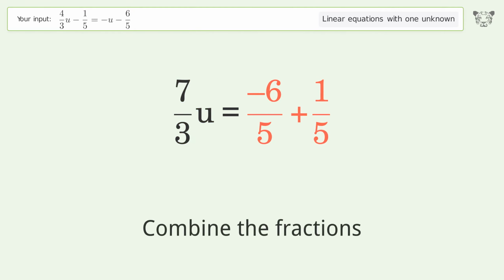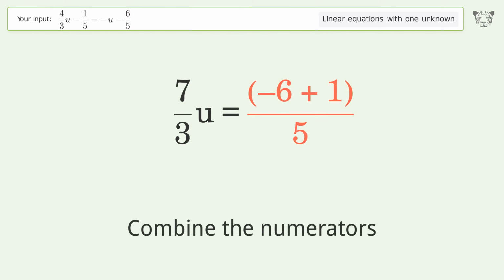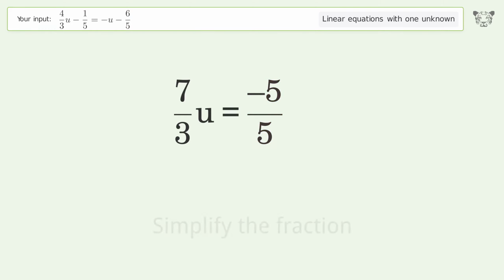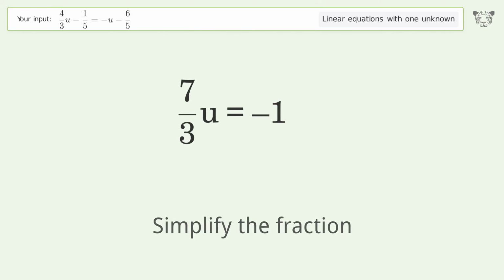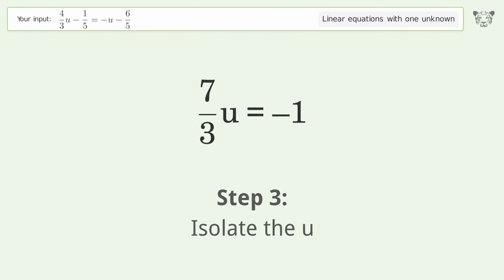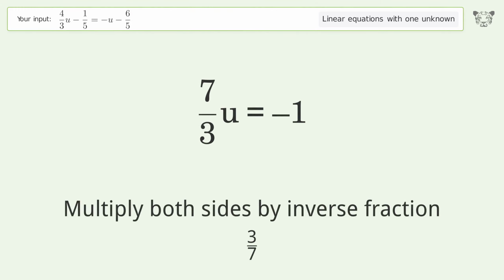Combine the fractions. Combine the numerators. Simplify the fraction. Isolate the u. Multiply both sides by inverse fraction 3/7.